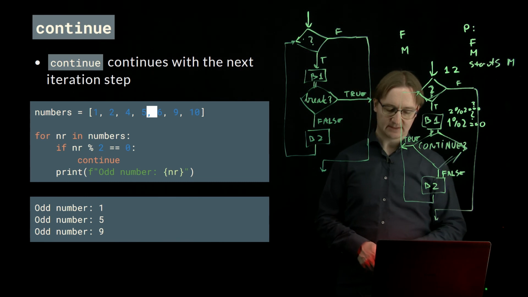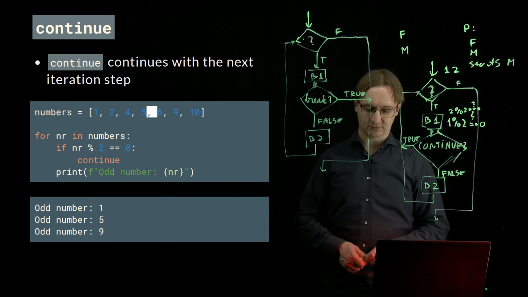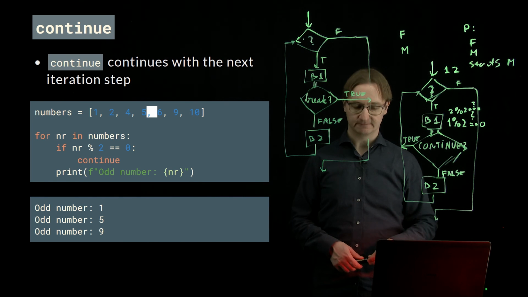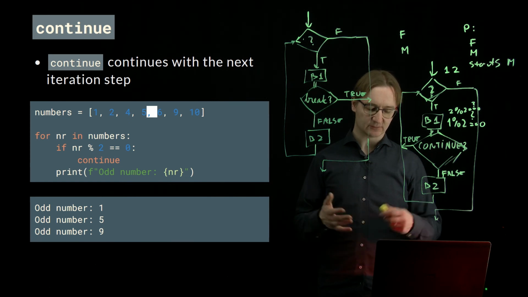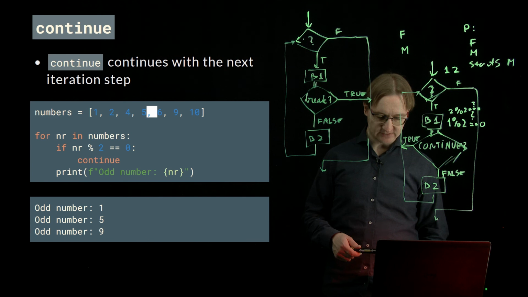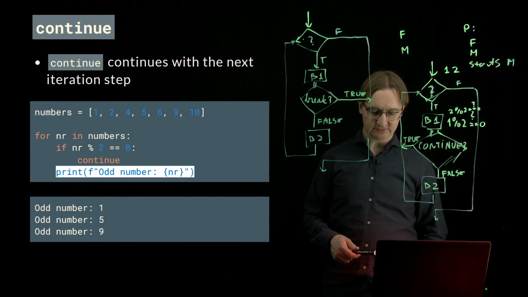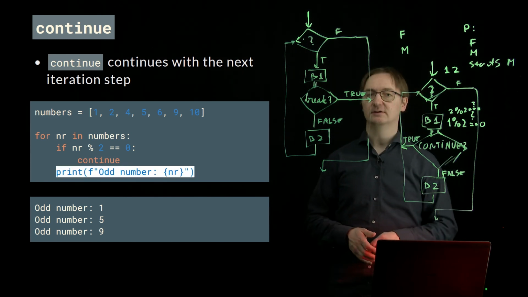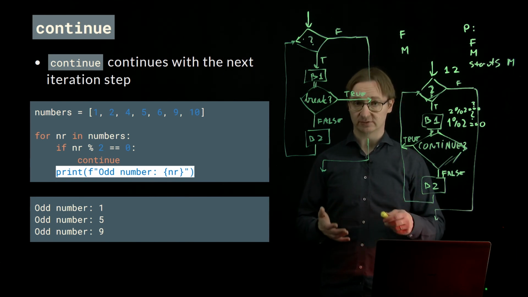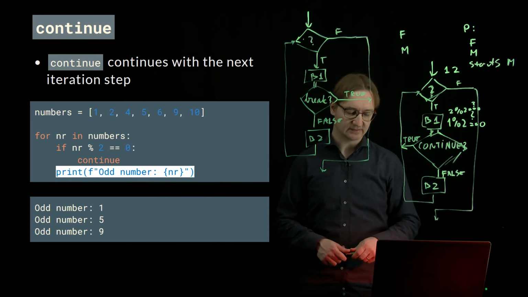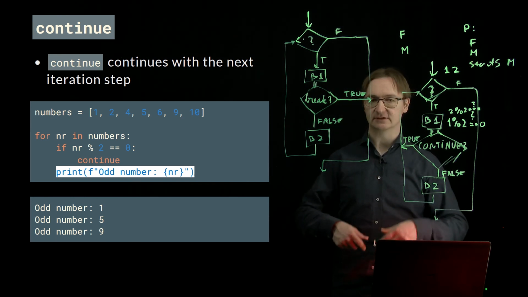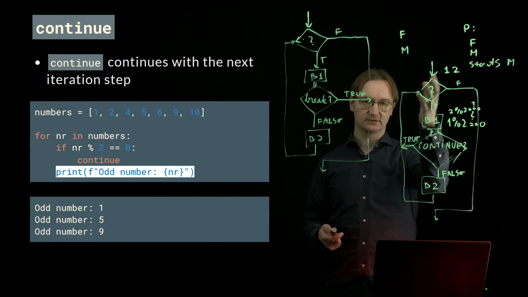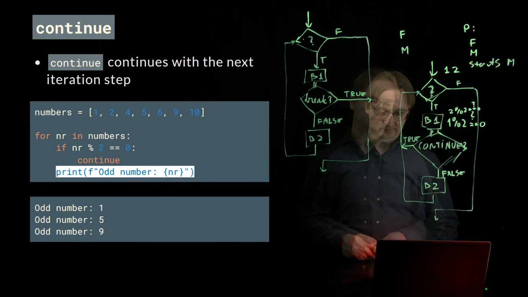So we get as the result odd numbers 1, 5 and 9. The code reaches the print if the continue is not executed. So we reach here if the continue is not executed. In the case where the number is odd, we reach this print. And if it is an even number, then we execute the continue, or we take the next element.